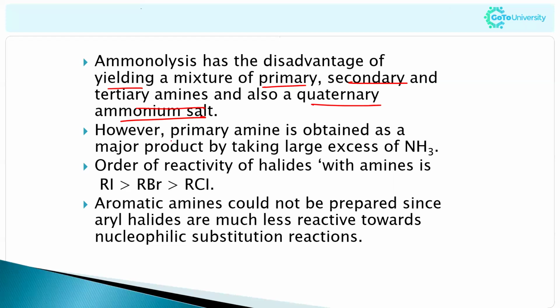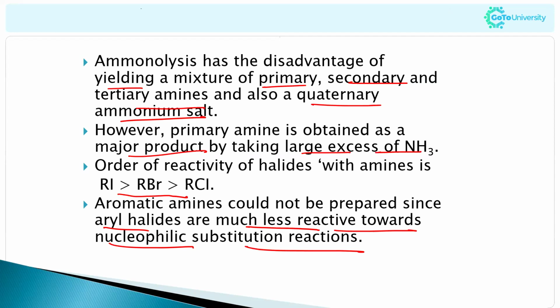Okay. But the thing is, primary amine is obtained as the major product by taking a large excess of ammonia. Okay, so the order of reactivity of halides with amines can be written as RI greater than RBr greater than RCl. Okay, and another thing is aromatic amines cannot be prepared because aryl halides are less reactive towards nucleophilic substitution reaction. So this is also important. We can prepare aliphatic amines, but if you want to prepare aromatic amines, this is not possible. We cannot use this reaction. Okay, that is the thing.